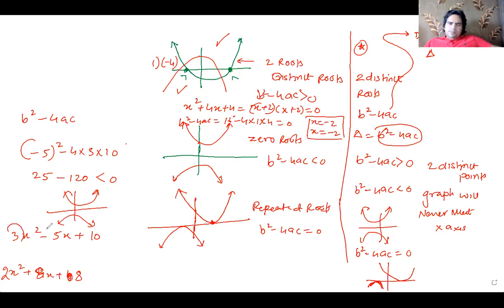Since the coefficient of x squared is positive, it will be a happy face graph, which means something like this. The last one, let's do it: b squared, which is 8 squared minus 4 times 2 times 8, which comes to 0. So this means that in this case, the graph will touch the x-axis or meet the x-axis only once. So that's how you find out at how many points the graph crosses the x-axis, or how many roots you will have.